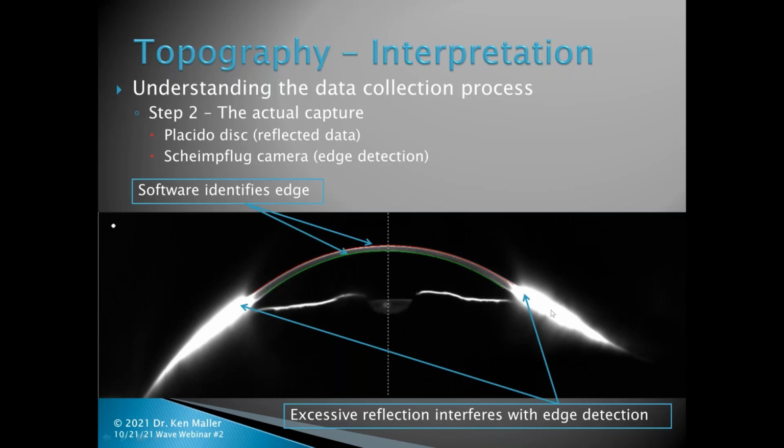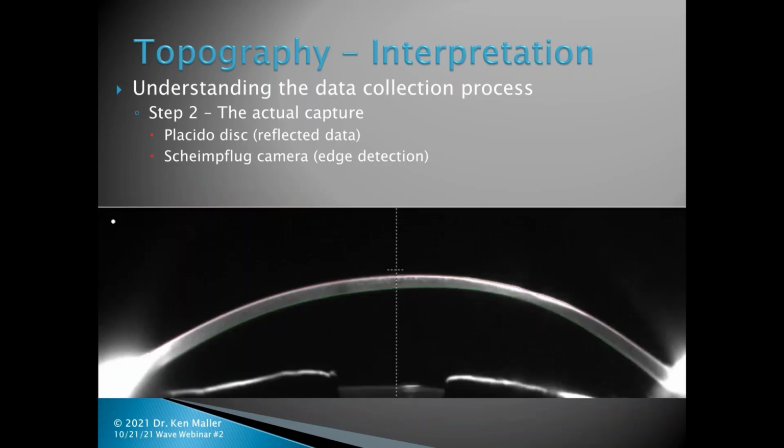Now, when there are excessive reflections, such as you can see here on the areas where we're getting out at the limbus and onto the sclera, edge detection does not work because the edge is obscured within the very, very bright reflections. So edge detection is a very, very good technology, but it is defeated by very, very strong reflections that are coming off the surface.